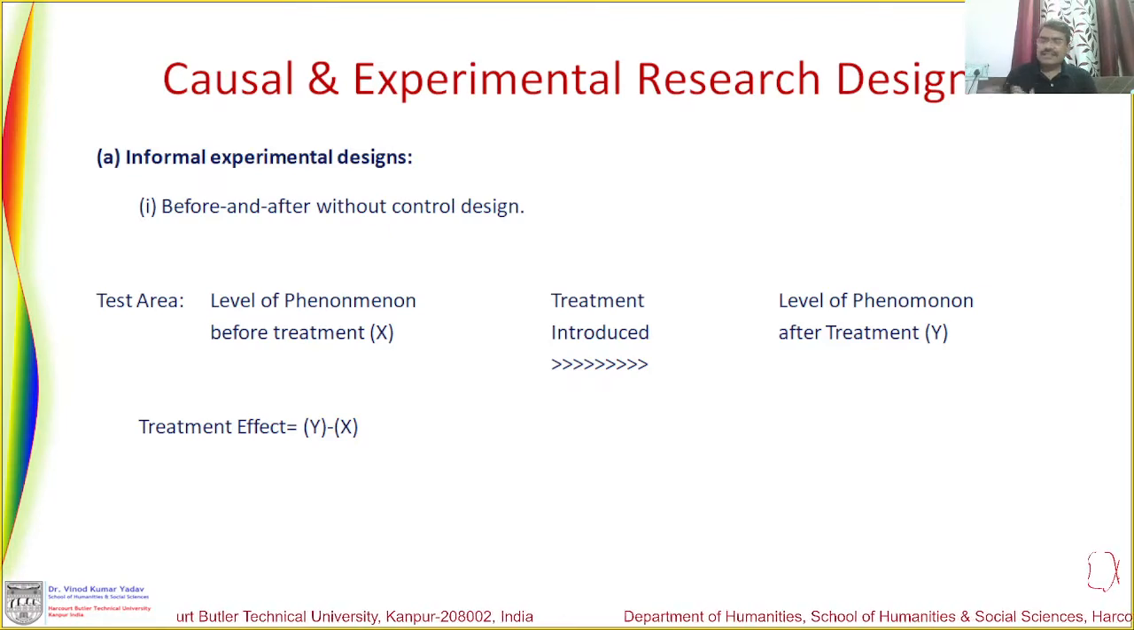So test area means your kitchen garden or land where you want to test it, and you need to go without control design. Without control design means you do not have two areas at the same time to study. The whole area is treated as a test area, and then you look at the level of the phenomenon before treatment.